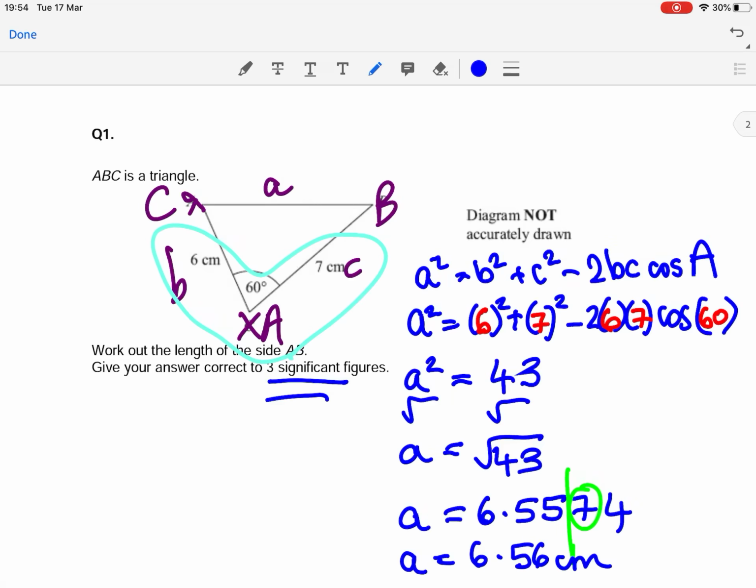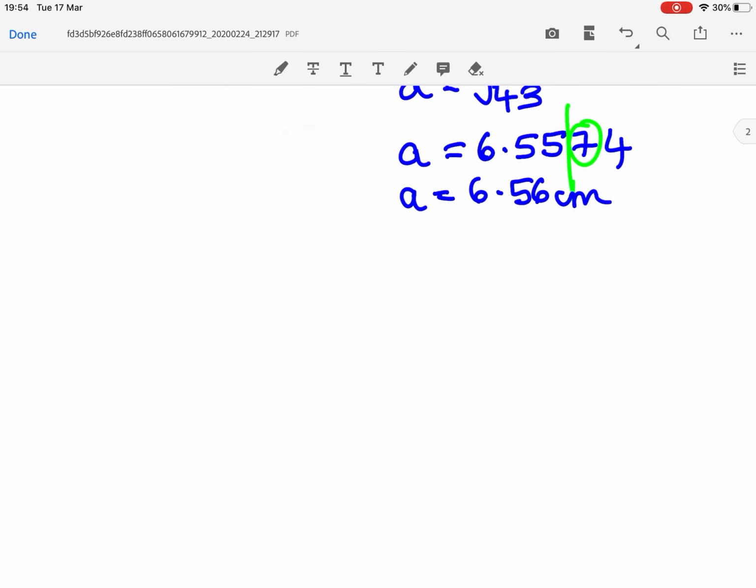And that's my missing length a. Have a look at your triangle. Make sure that your numbers aren't wildly off. Because I've already got a 6 centimetres here and a 7 centimetres here, an answer of 6.56 centimetres seems pretty logical. Okay, let's keep going. So, next question.